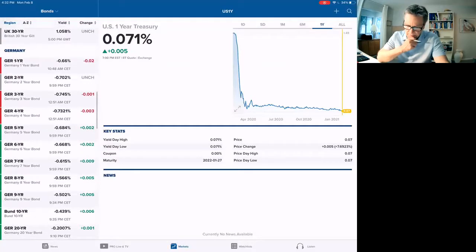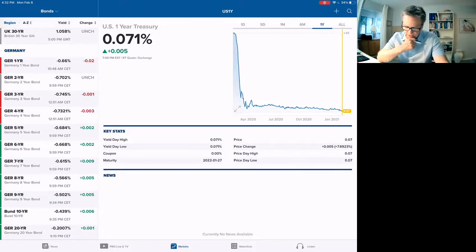Germany, same thing. The German 1 year bond is negative, 2 years negative, 3 years negative, all the way up. The 7 year, 8 year, 9 year, 10 year, even the 20 year is negative interest rates, a negative yield. You can lend money to the German government, and you have to pay them to loan them your money.